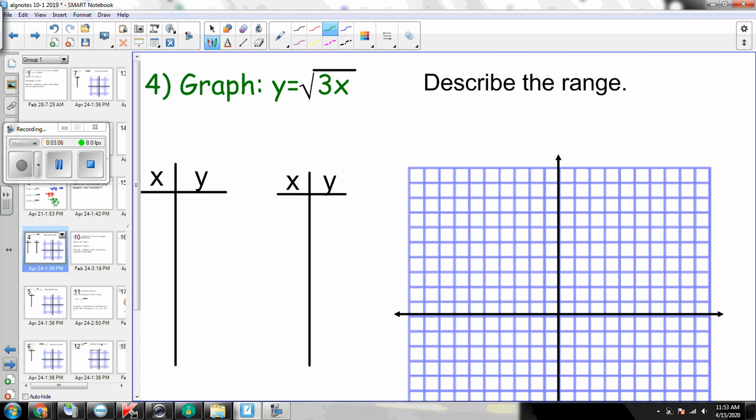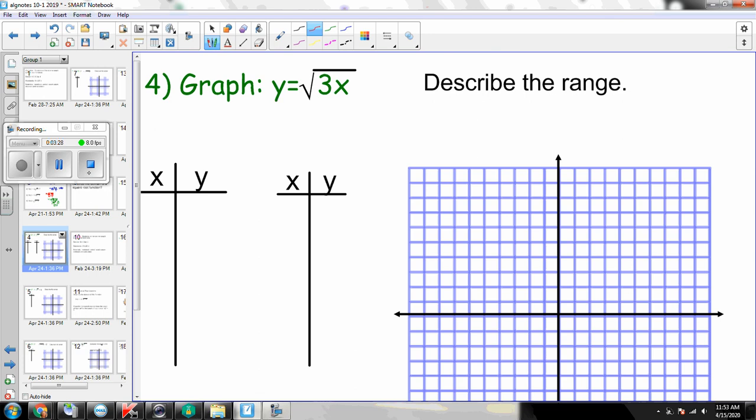On number 4, we're going to graph the function and describe the range. And I have two xy tables here because I want to show you two ways to find points on this graph. So the way to graph is to make an xy table. So I'm going to put numbers in for x and see what y could equal.